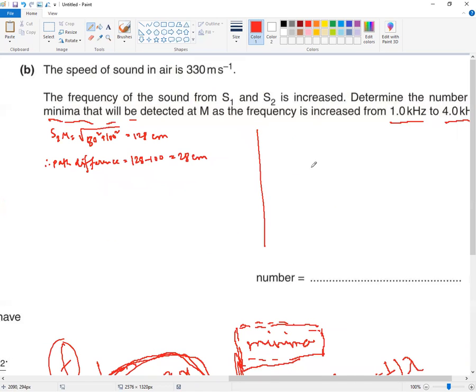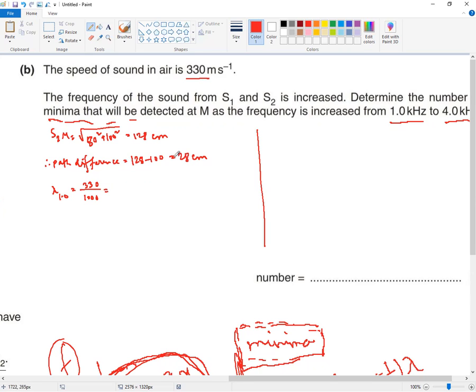Next part, I'm going to find, the question has already given us a speed of sound over here, and these are the two frequencies. I'm going to find the lambdas for these two values. So the value of lambda for 1.0 kilohertz, I'm just writing this 1.0 over here for my convenience. So this is going to be v equals f lambda. So this is 330 divided by 1000.